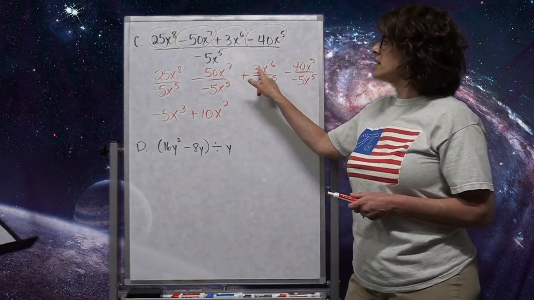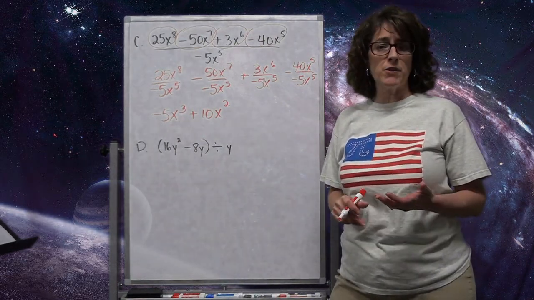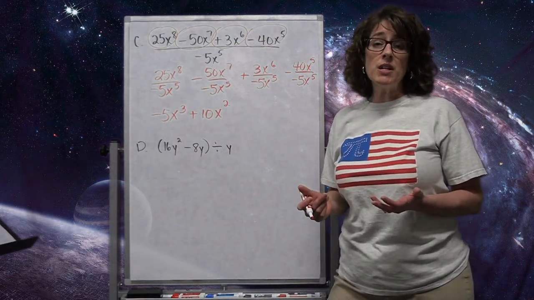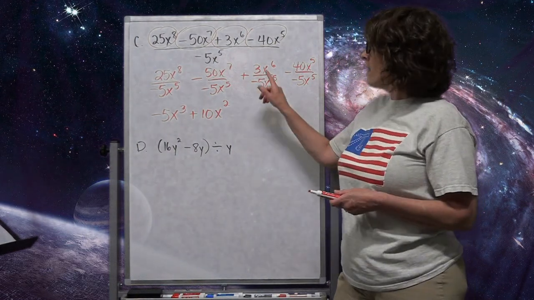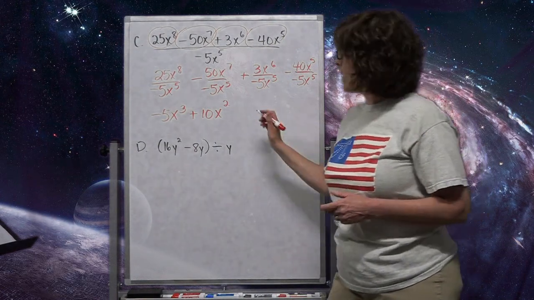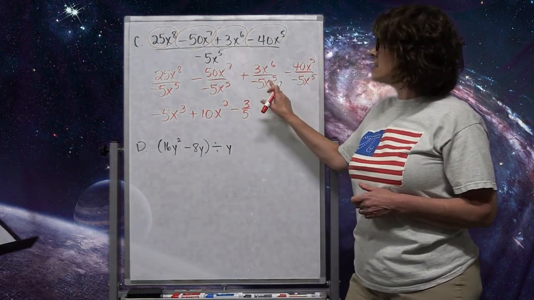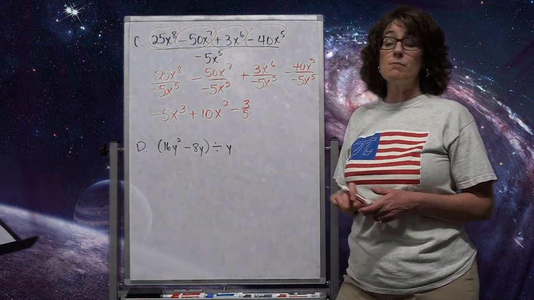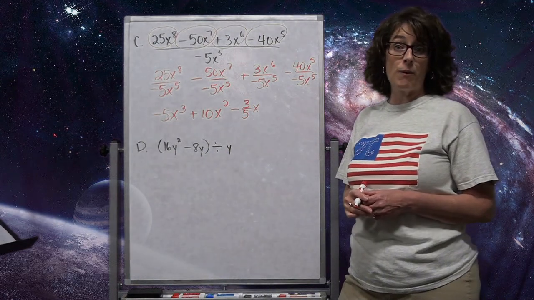And then here, when I take a 3 and divide it by a negative 5, I'm going to get a nasty decimal. We've talked about this before, that I really don't want to deal with decimals. I'm just going to keep that fraction. I'm going to simplify the fraction if I can. 3 over 5 does not simplify, so I'm just going to call it a negative 3/5. And then x to the 6th divided by x to the 5th, 6 minus 5 will give me a 1, so I get an x to the first power.